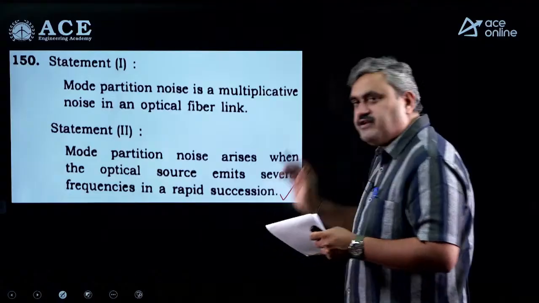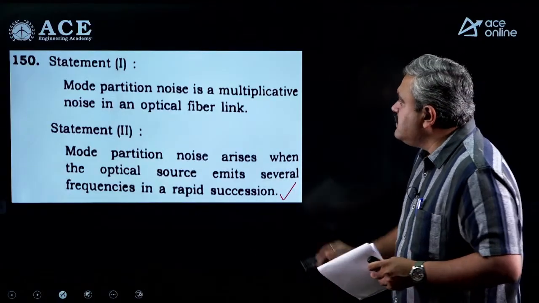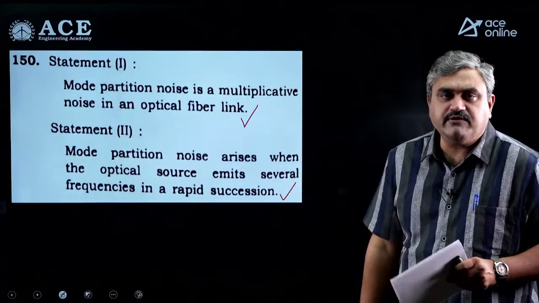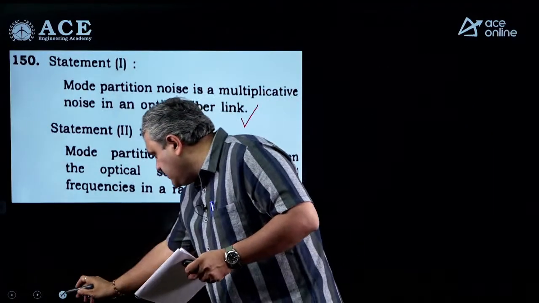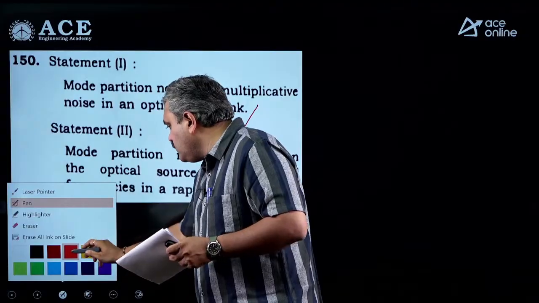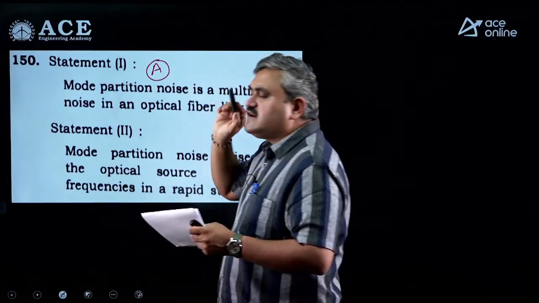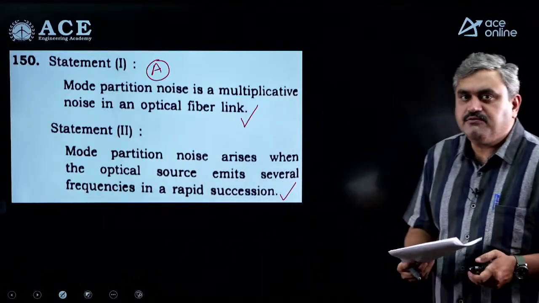So this statement is definitely correct, there is no doubt. And it creates a multiplicative noise. Both the statements are definitely correct. It is having a multiplicative effect. So the only possible choice is option A. Both are correct, and the second statement is also a correct explanation for the first statement.